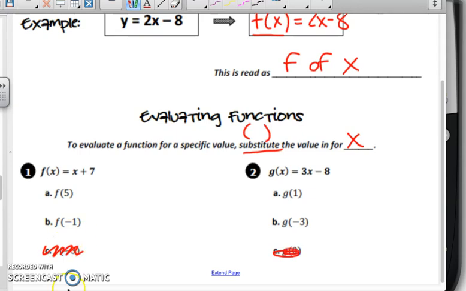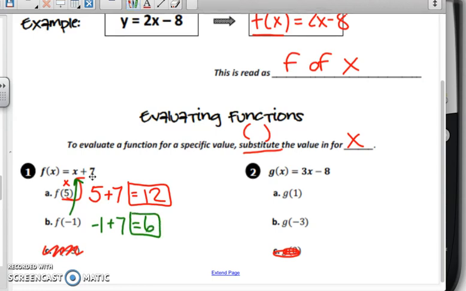Okay, so number one says f of x equals x plus 7. So what I want to do is notice the number in the parentheses is your x value. So I want to substitute in x for a 5. So I would rewrite 5 plus 7, and then I'm done. So I would do 5 plus 7 and get 12. Okay, so that value at 5 is a 12. Okay, same thing for a negative 1. You're going to input negative 1 where that x is. So you would have negative 1 plus 7, and negative 1 plus 7 is a 6.